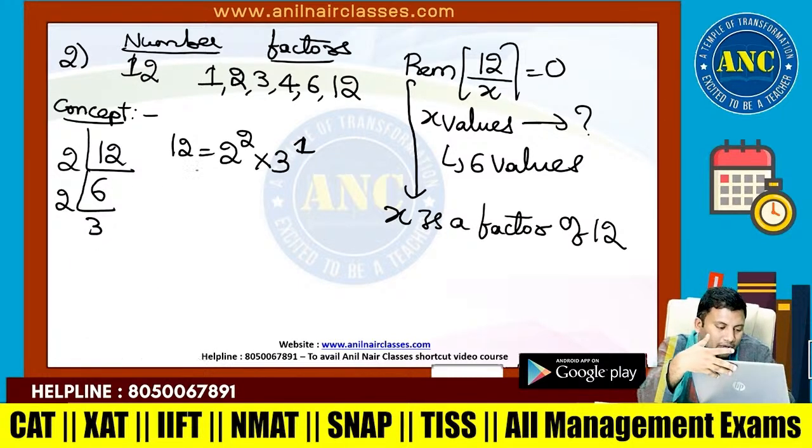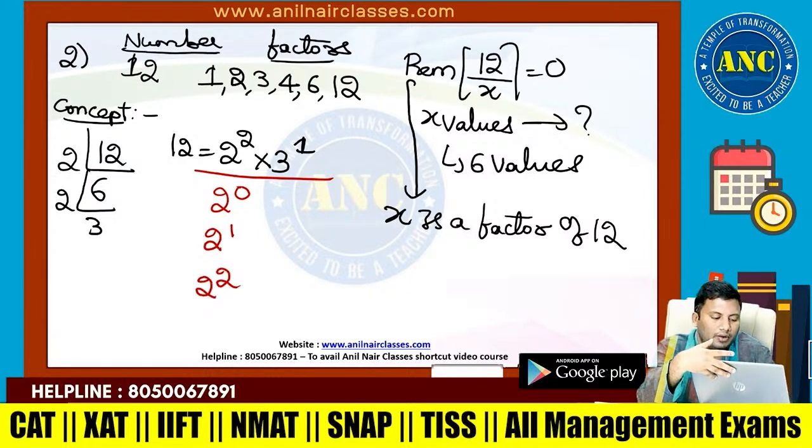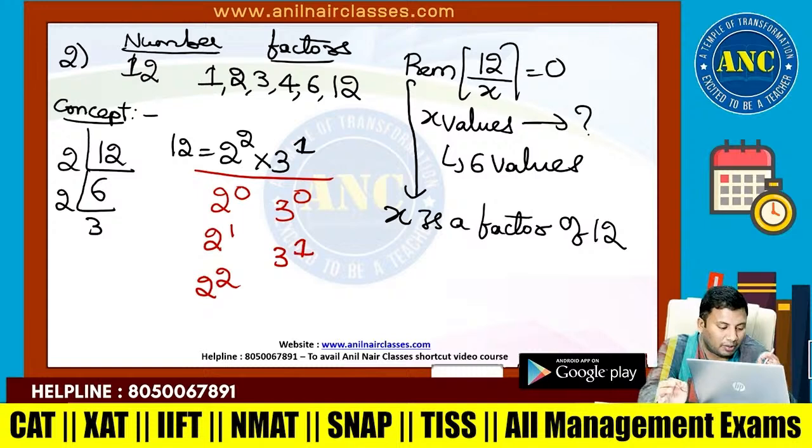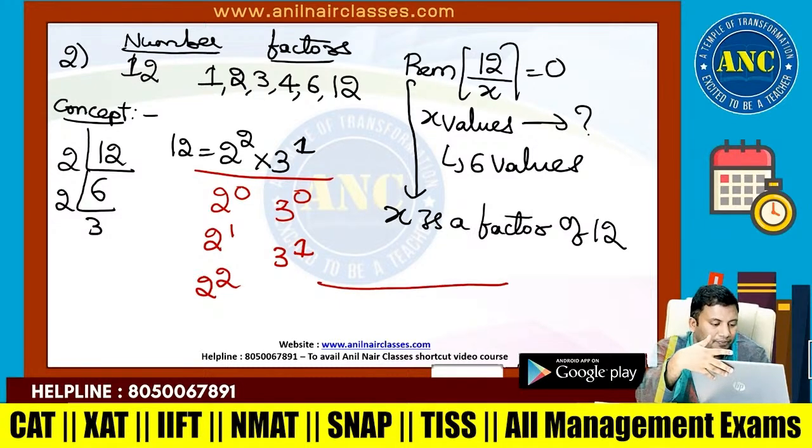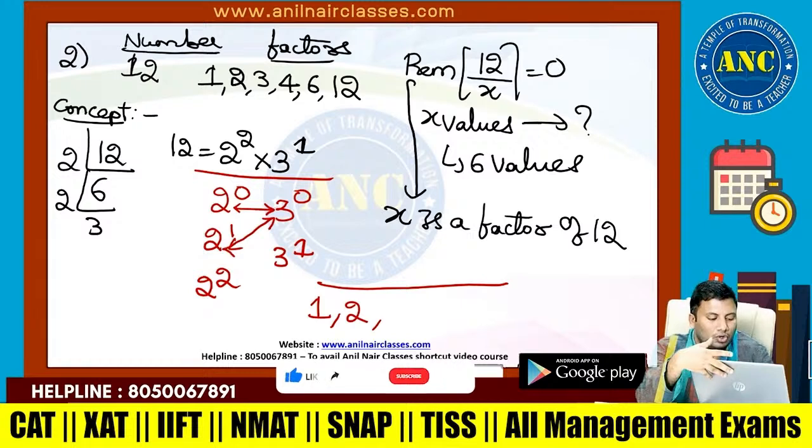Now see here. Take all the powers of 2 starting from 0 to the given power: 2 power 0, 2 power 1, 2 power 2. Take all the powers of 3 starting from 0 to the given power: 3 power 0, 3 power 1. Now 2 power 0 into 3 power 0 is 1, a factor. 2 power 1 is 2, a factor. 2 into 3, 6, is a factor.